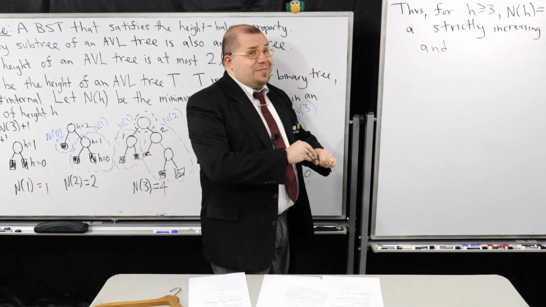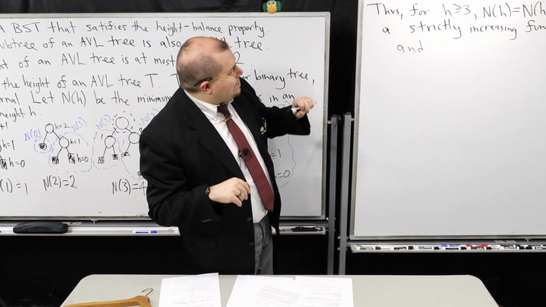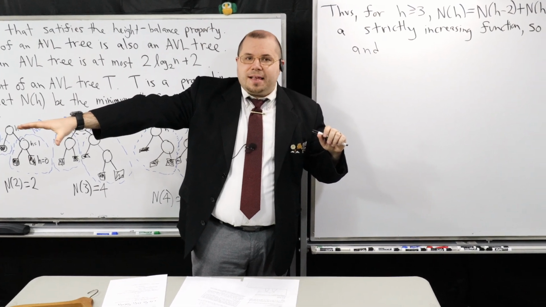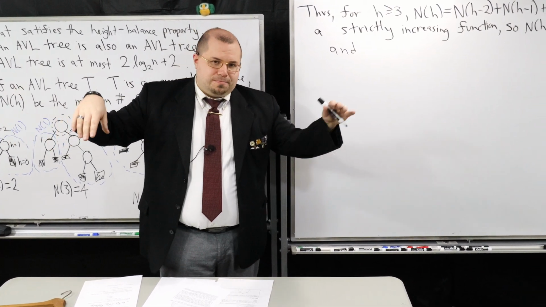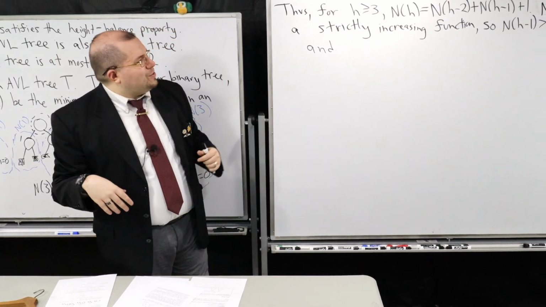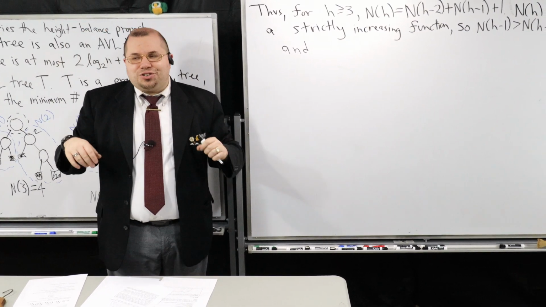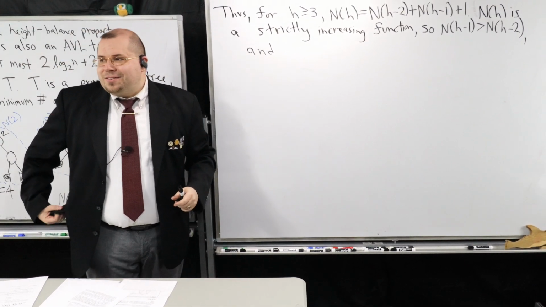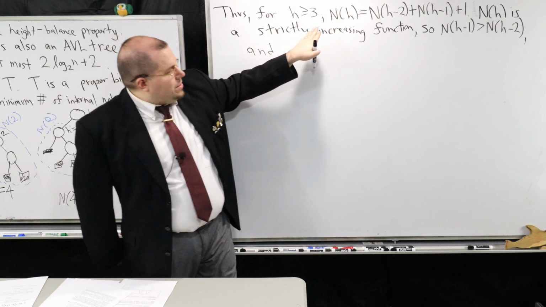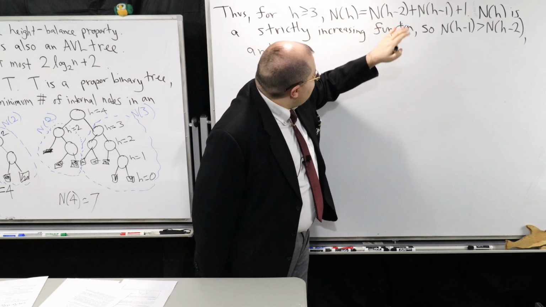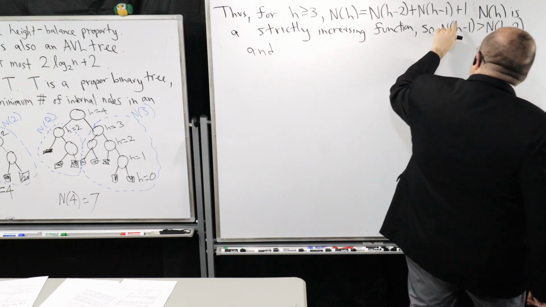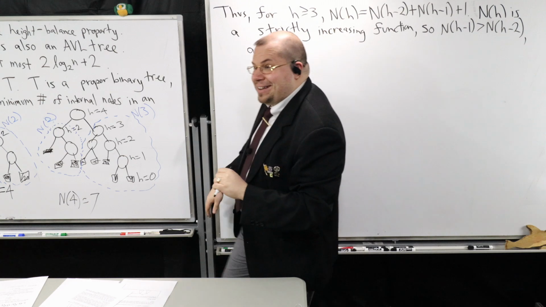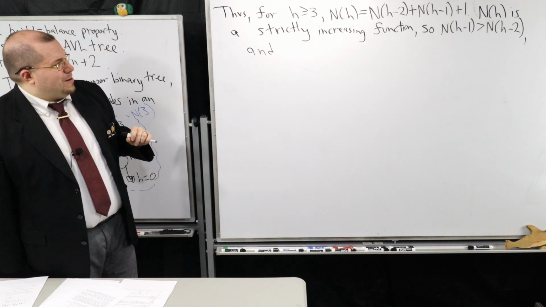So, fortunately for us, I've written out the relationship that I just described a moment ago. I'm just going to take the previous AVL tree's height value, minus 1. Then I do the same thing with minus 2. And then I add 1 to it. And I could do this for any h greater than or equal to 3. So I can do this most generally. I could have n of h is equal to n of h minus 2 plus n of h minus 1 plus, yeah, with our plus 1, right?